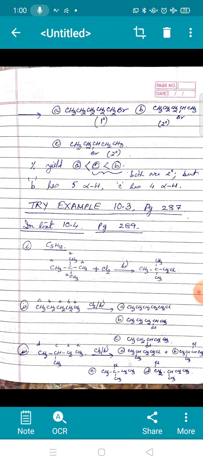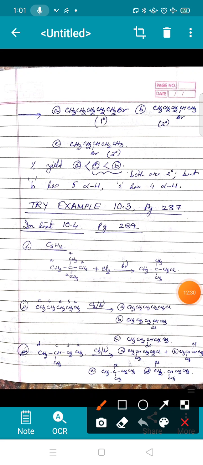It is an in-text question. The question is asking you a similar question: if you have C5H12, what are the different isomeric monohalo products you will be getting if you do the free radical halogenation. So I have taken one of the first examples given to you, 2,2-dimethyl propane, this one.